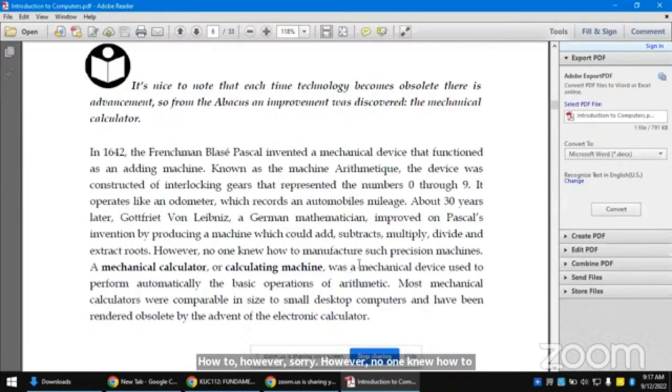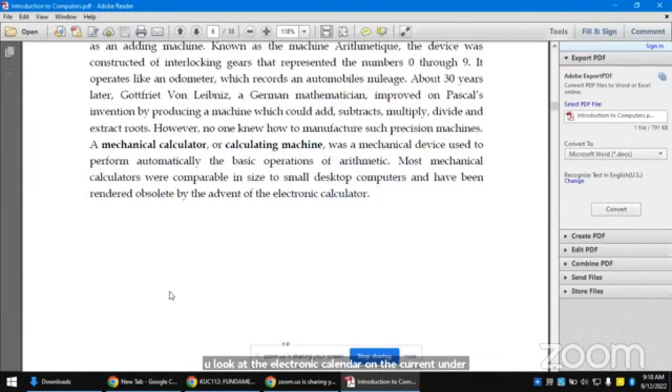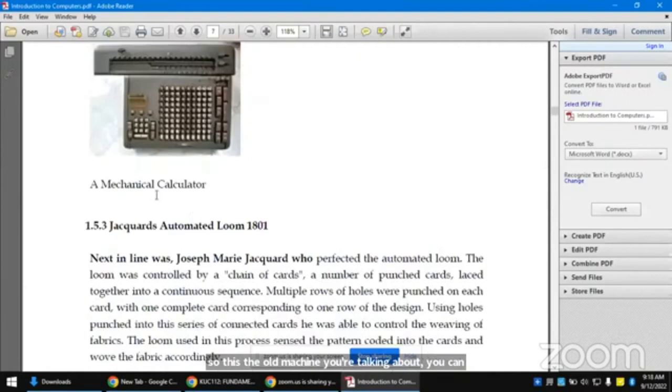precision machines. A mechanical calculator, or calculating machine, was a mechanical device used in performing automatically the basic operations of arithmetic. Most mechanical calculators were comparable in size to small desktop computers and have been rendered obsolete by the advent of the electronic calculator. If you look at the electronic calculator, the current and the old ones, actually, these are better. So this is the old machine we are talking about. You can see the photo very clearly: a mechanical calculator.